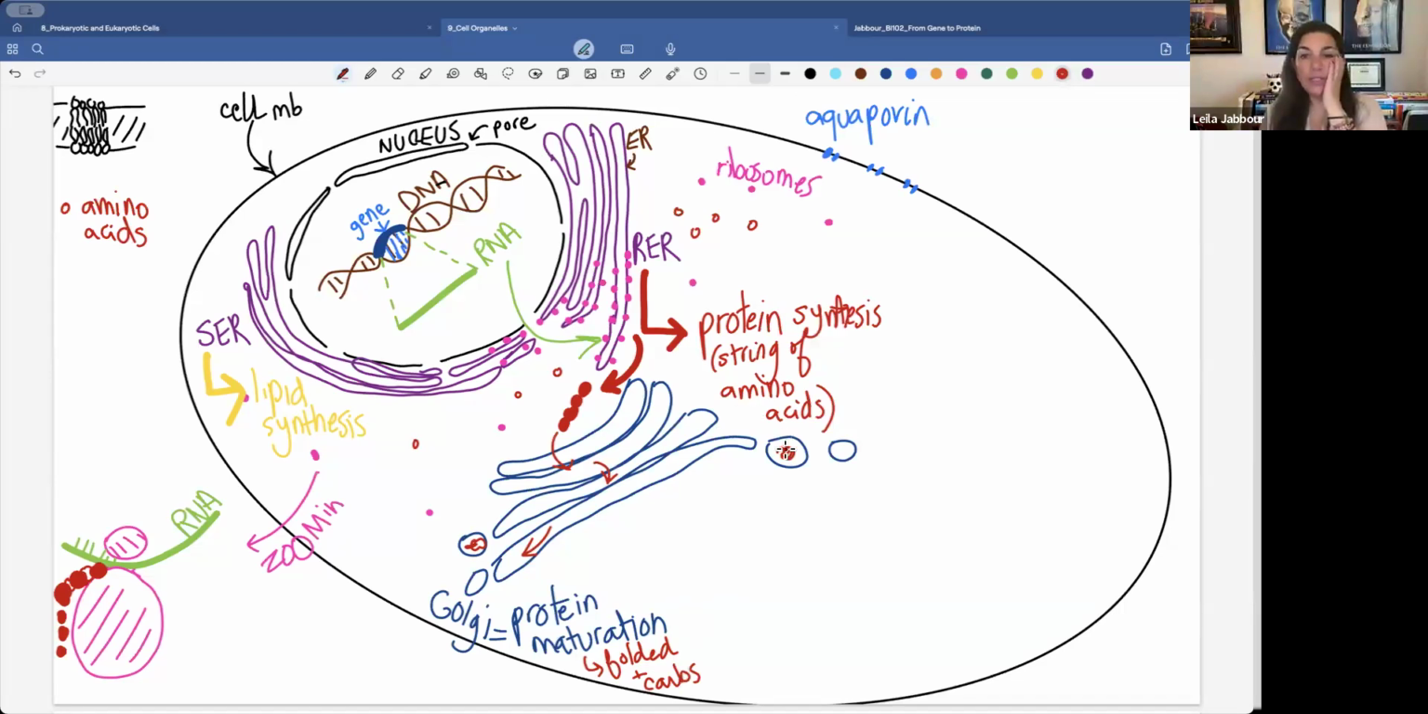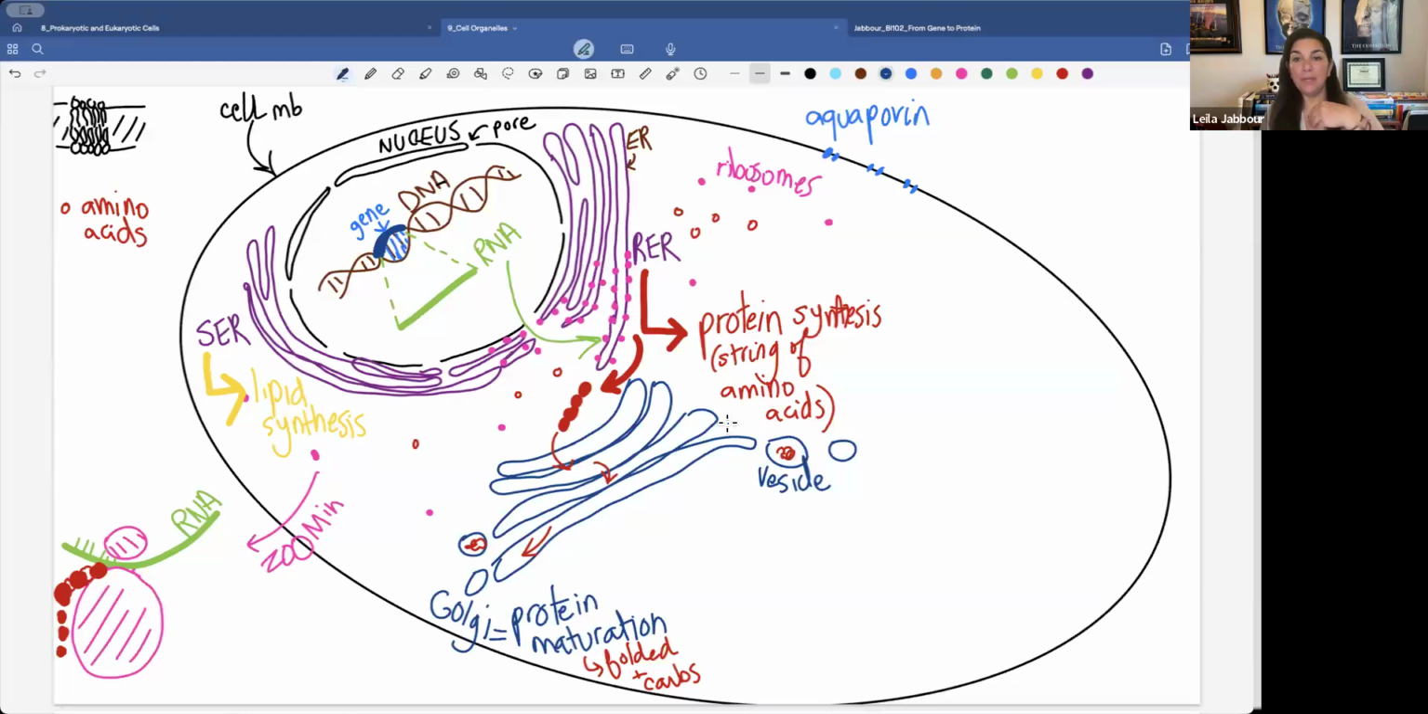Okay, so the protein then gets packaged into what we call vesicles. And this is another compartment in the cell. You see, Golgi is a compartment. ER is a compartment. Nucleus is a compartment, and they each have a specific function to prepare those molecules that will make up the cell.